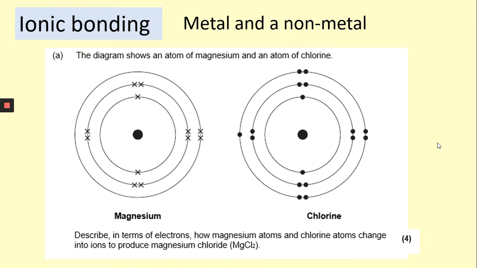You can see on your screen there that the magnesium has 2 outer electrons. It will need to lose those 2.